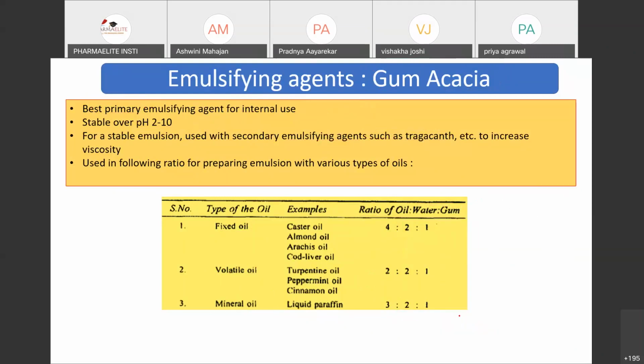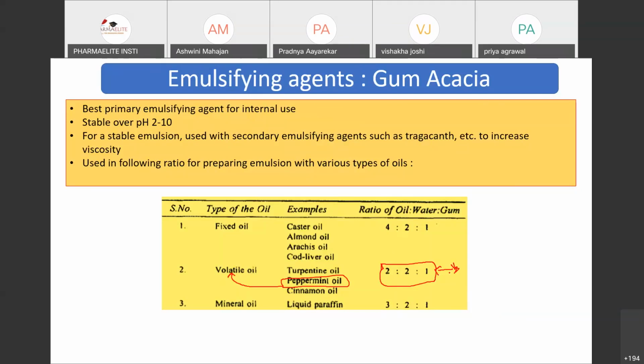What they'll ask you is, what is the ratio of peppermint oil to water to gum to prepare an emulsion? I repeat my question. What is the ratio of peppermint oil to water to gum to prepare an emulsion? First of all, you should know that peppermint oil is a part of what? If I observe, peppermint oil is a part of my volatile oils. What was the ratio of volatile oils? The ratio of volatile oils was 2:2:1. So that's the answer. This is how you are supposed to solve it.